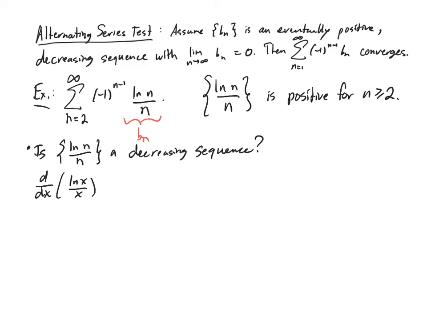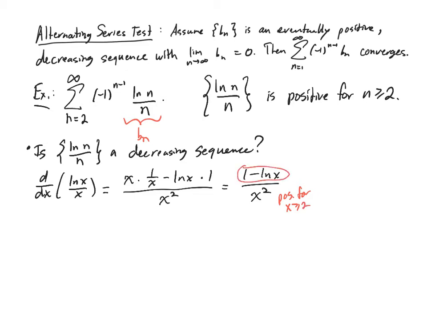Okay, so what is this? If I take the bottom times the derivative of the top, minus the top times the derivative of the bottom, over the bottom squared, and simplify, this is (1 minus log x) divided by x squared. So what does this say? If I look at each component, the denominator is going to be positive for x greater than or equal to 2.